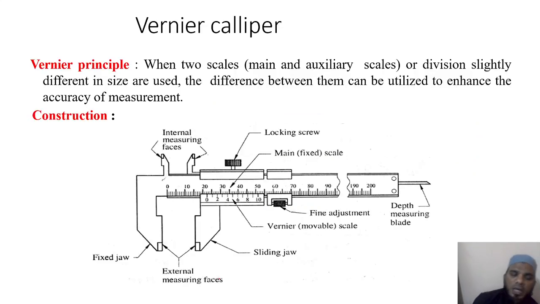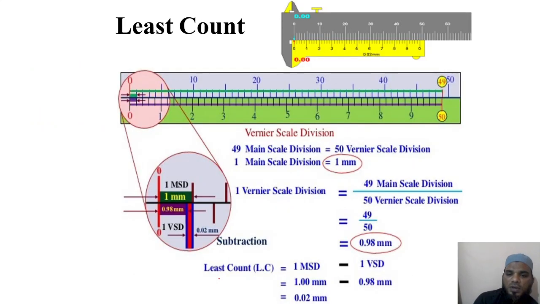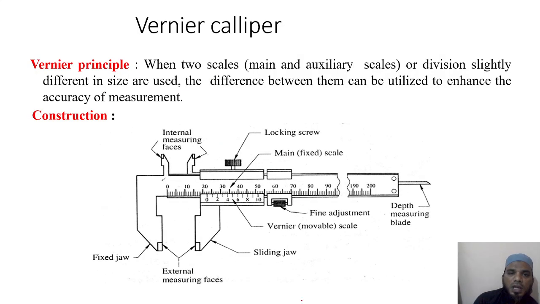Next, the Vernier scale principle. What is the Vernier scale principle? When two scales, one the main scale and another the auxiliary scale, which is nothing but your Vernier scale, have divisions slightly different in size, the difference between them can be utilized to enhance the accuracy of the measurement. If you increase this difference, the accuracy can be improved. Here it is 0.02; if it is 0.96, the accuracy will be 0.04. So by improving the difference between them, we can improve the accuracy. In this, you will see there are two jaws.